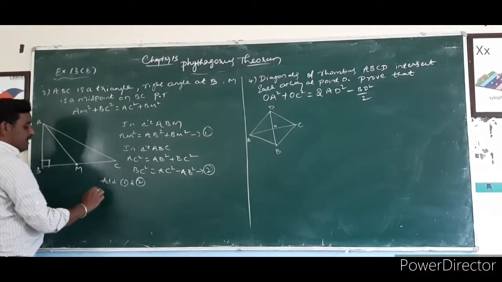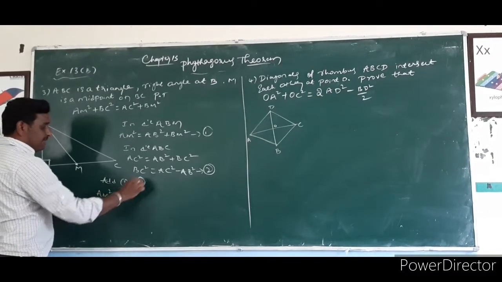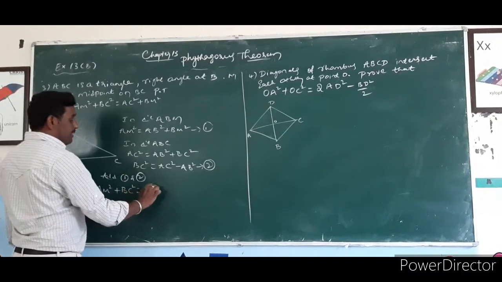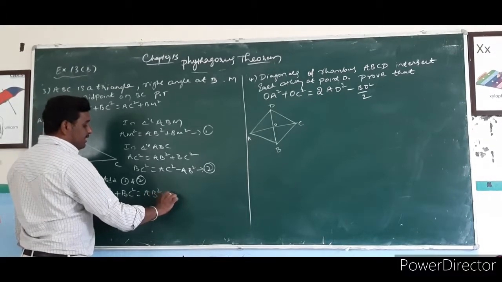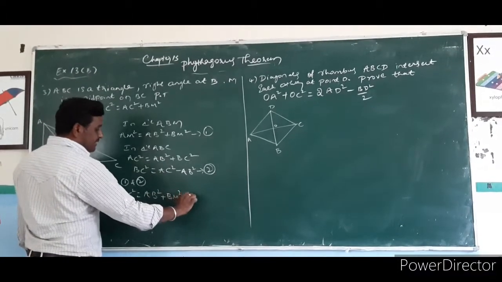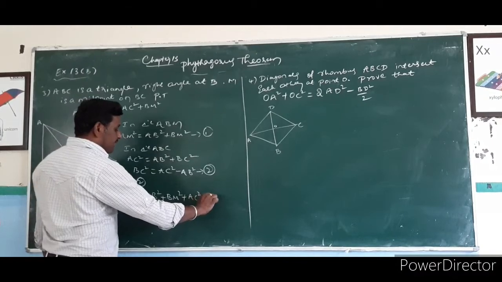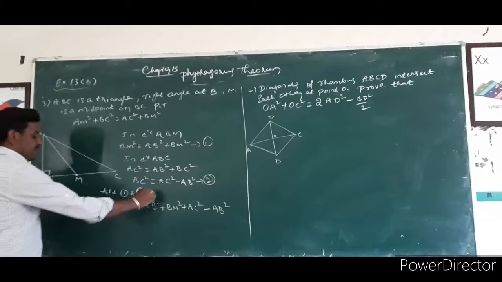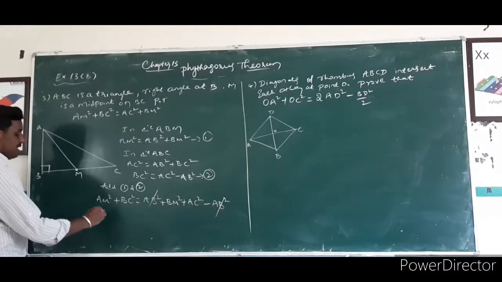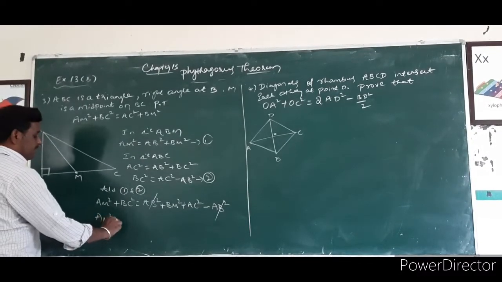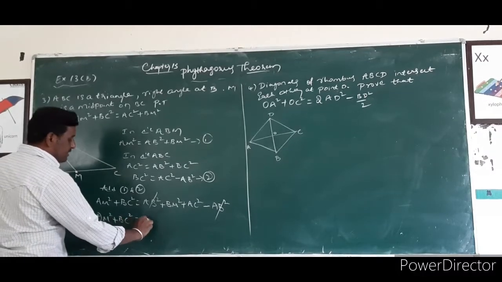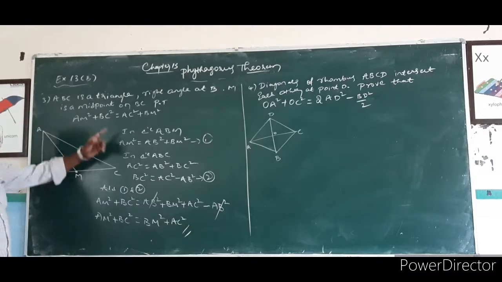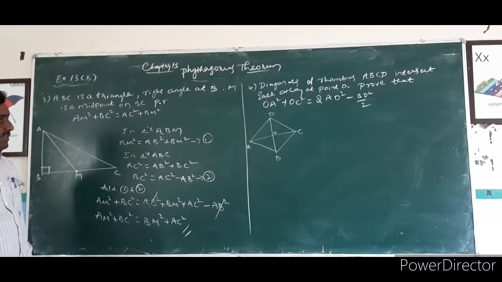That is AM square plus BC square is equal to AB square plus BM square plus AC square minus AB square. So here plus AB square minus AB square get cancelled. What is remaining? AM square plus BC square is equal to BM square plus AC square. Check the proof. You will get the answer easily.